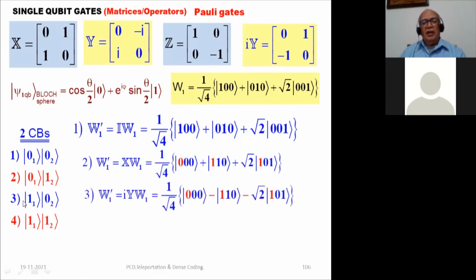If the pair of classical bits is 1, 0, then Alice performs the iY operation on the W 3 qubit vector. The iY changes this 1 to 0, but it changes this 0 to 1, but with a minus sign. There is a phase difference, you remember? And this 0 also goes to 1, but again picks up a minus sign. So you get a different 3 qubit vector.